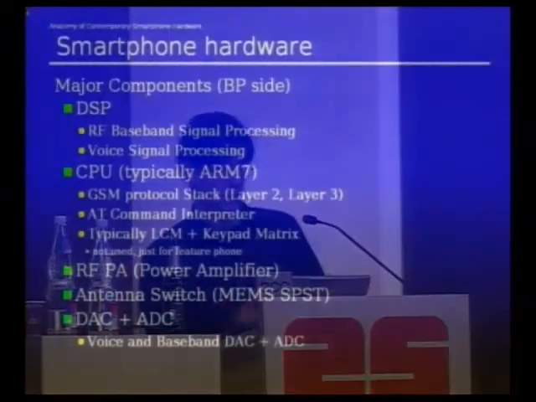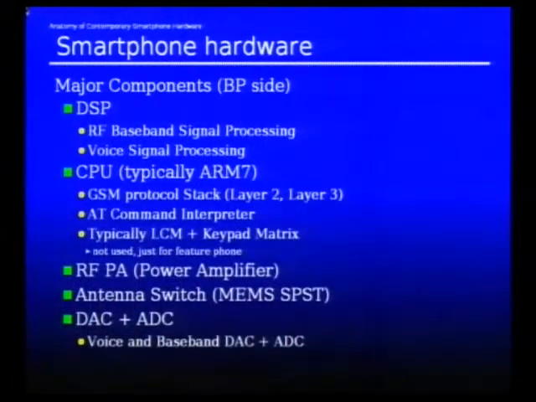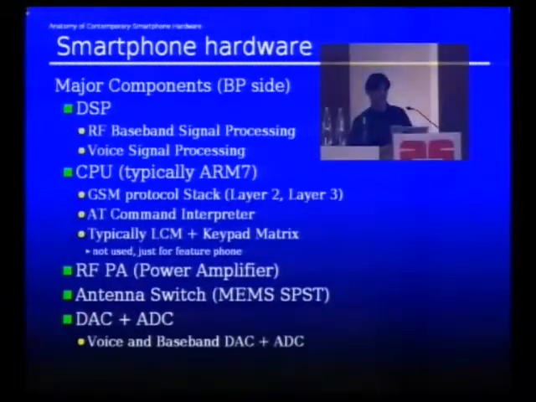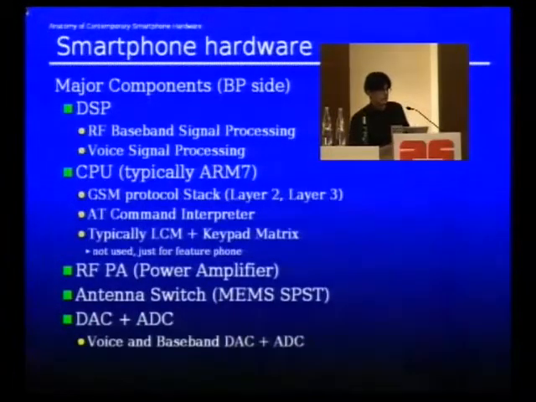Okay, well, these are the kind of things we see on the application processor side. If we go to the actual baseband side, the baseband processor side, BP, it's AP and BP, you have a digital signal processor, which does the RF baseband signal processing, so things like the modulation, the channel equalization, and so on and so on. But it also does the voice signal processing, so the actual speech encoding, decoding, echo cancellation, and so on and so on. You have a CPU that typically is ARM7 based.